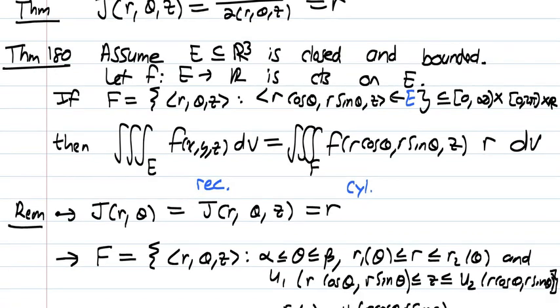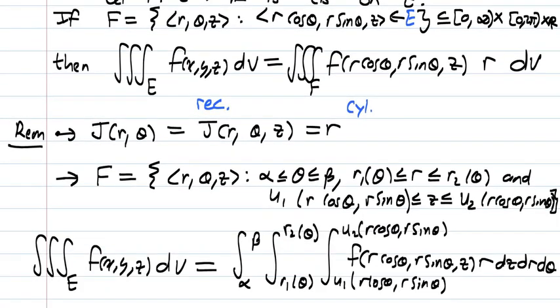Now if you are lucky and the image of F can be written in cylindrical coordinates as follows, that the theta values are between alpha and beta, and the r values are between two functions of theta. One function is r1 and the other function is r2, and the z value lies between two functions u1 and u2 of r and theta.